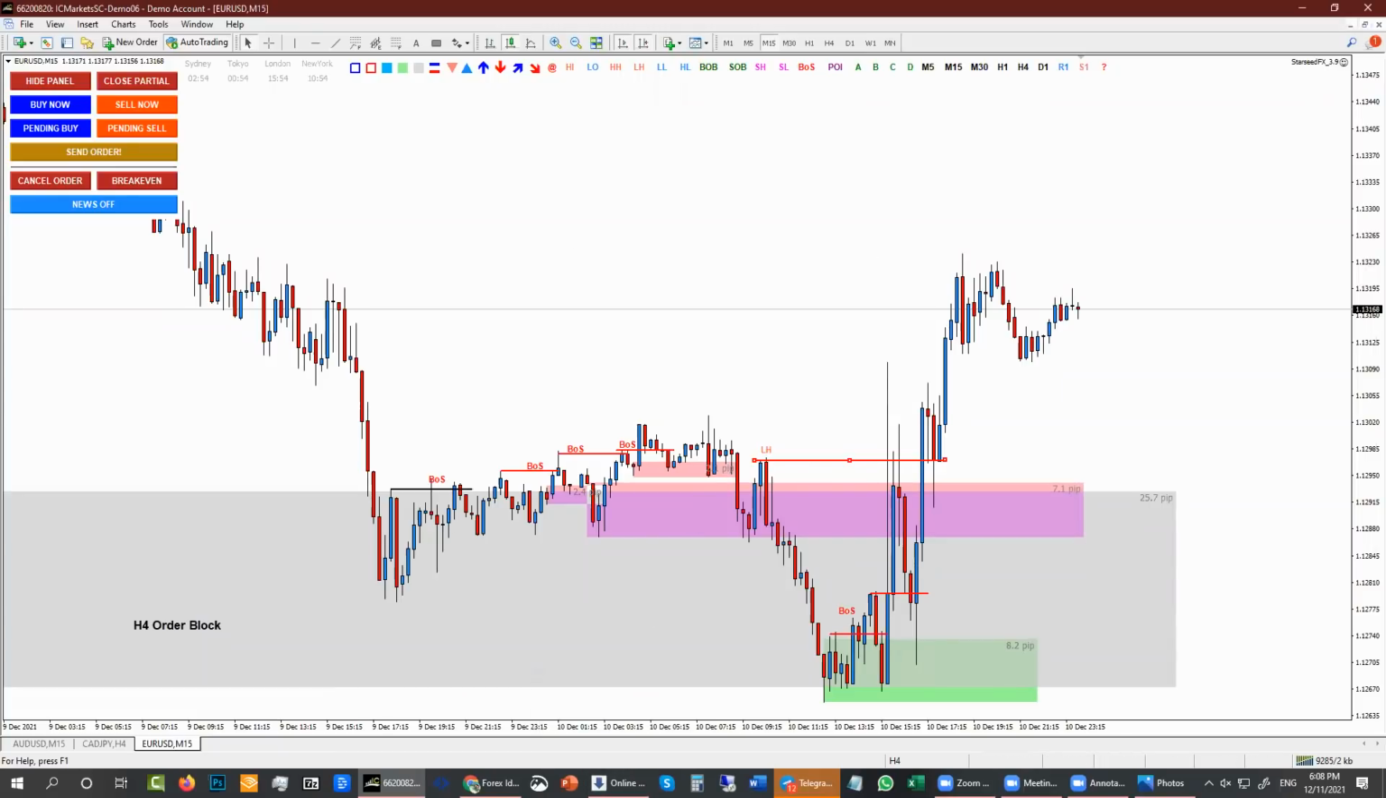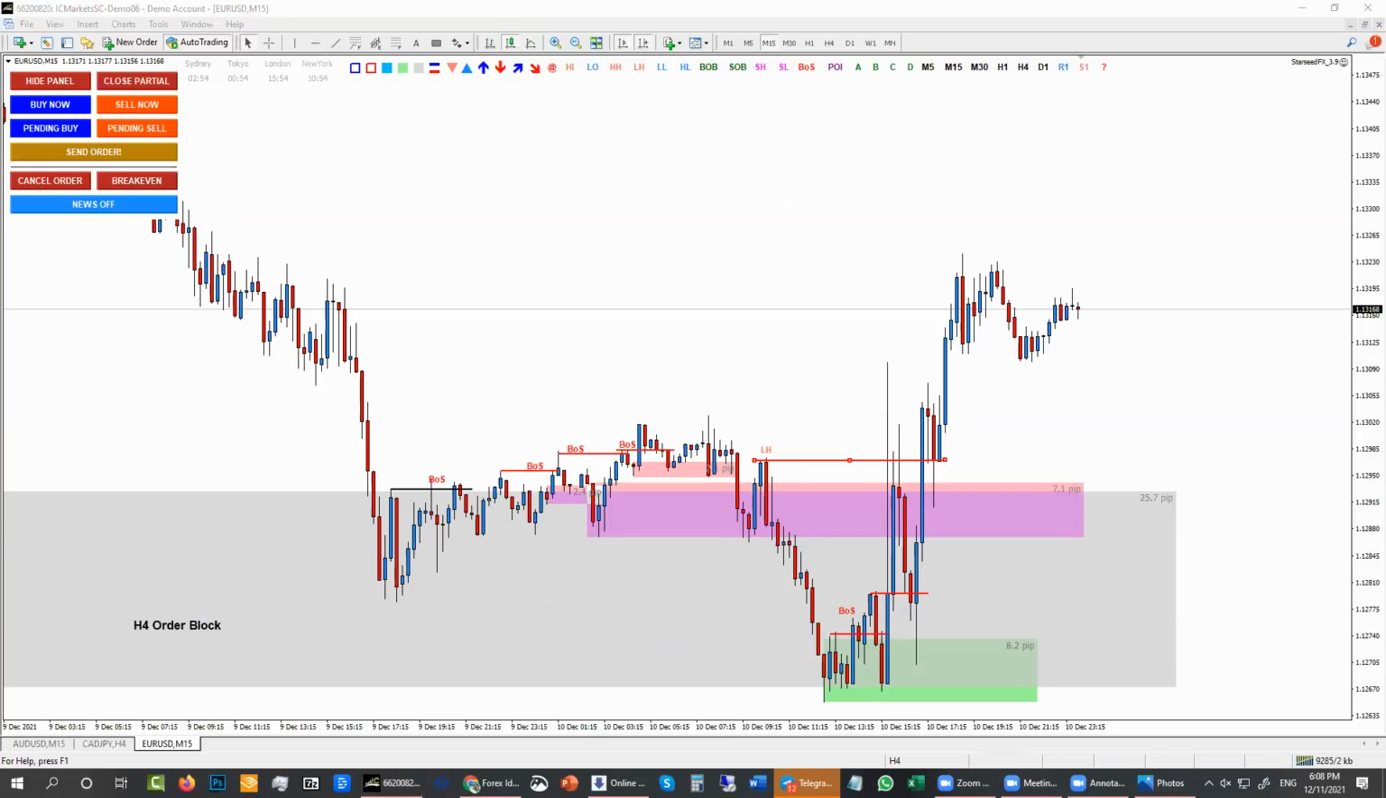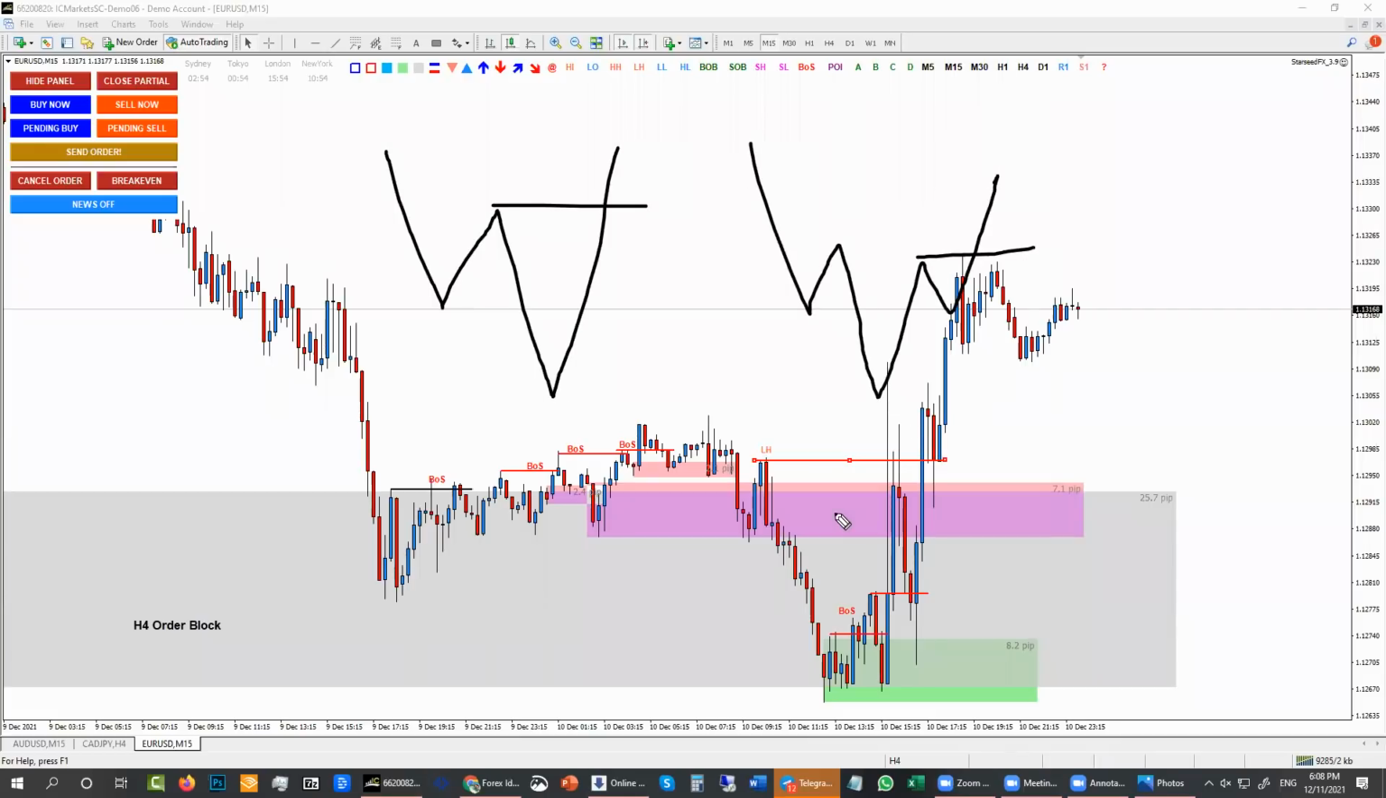Because to be fair, when I draw, it looks so easy, right? It's so easy. But take a look at the real market. There are so many wicks, and the price doesn't look straight like this, because this is just drawing, so it's easy. But you really need chart time.